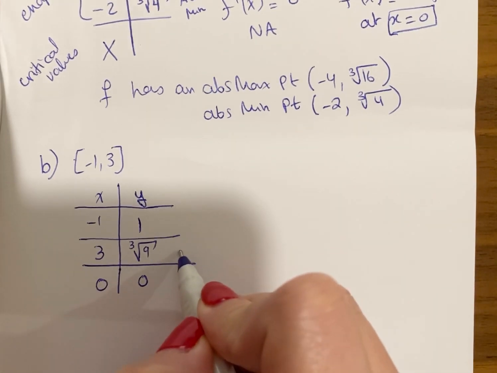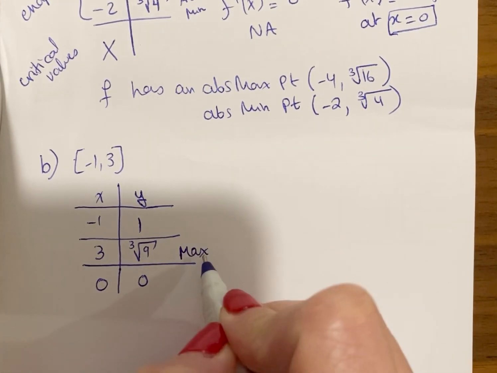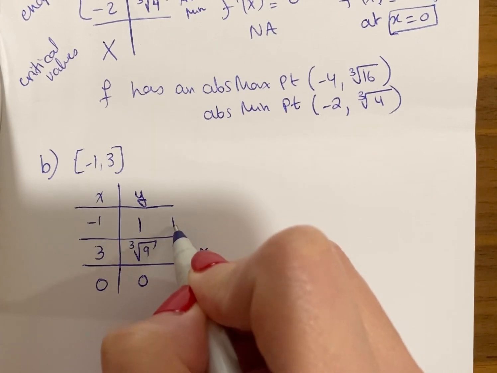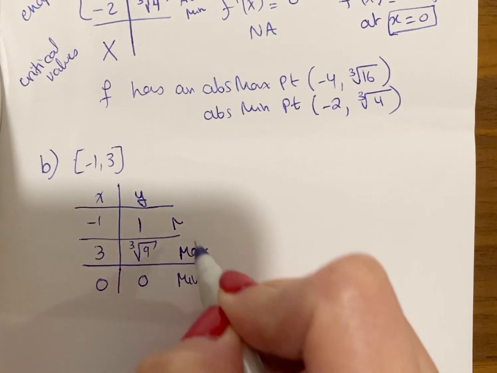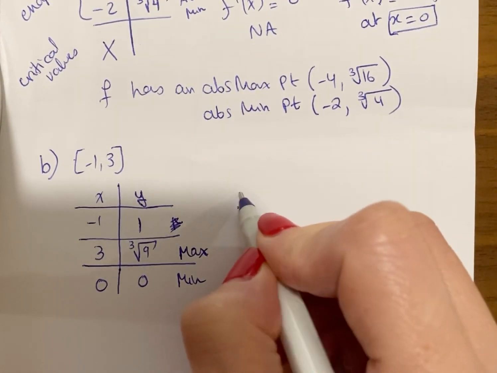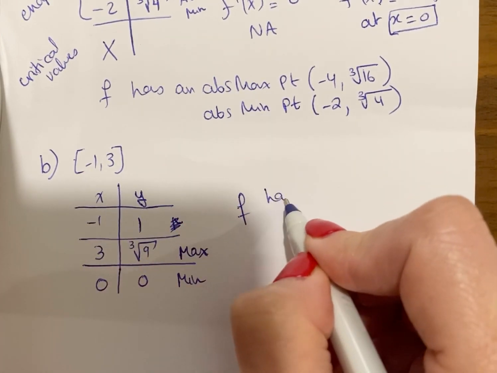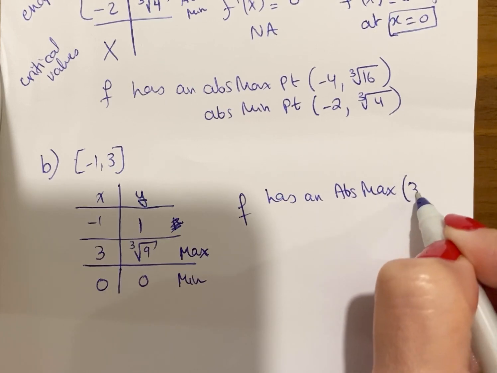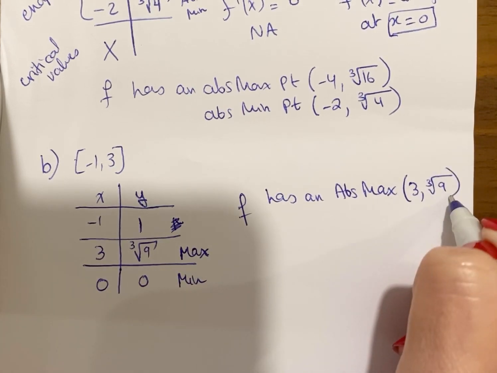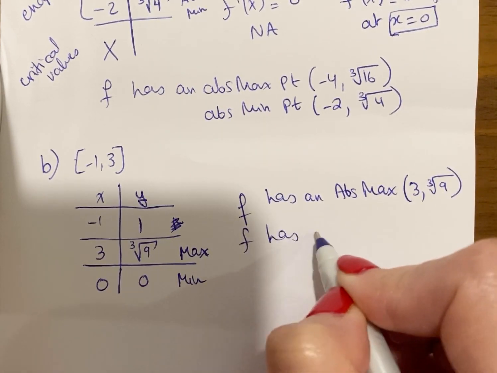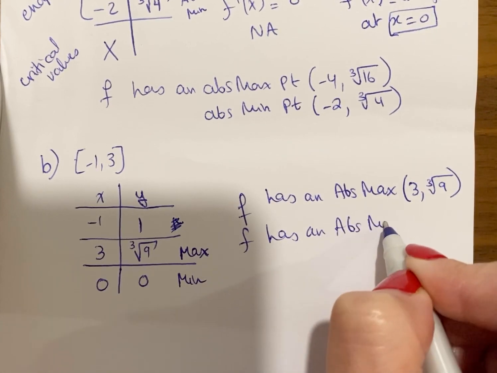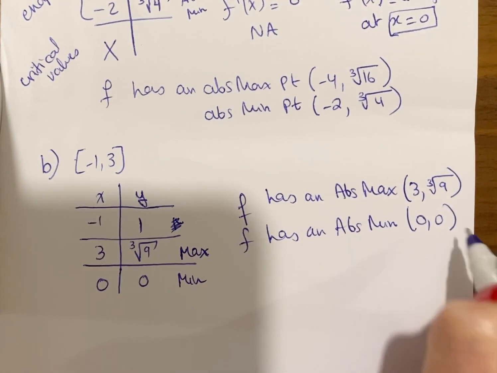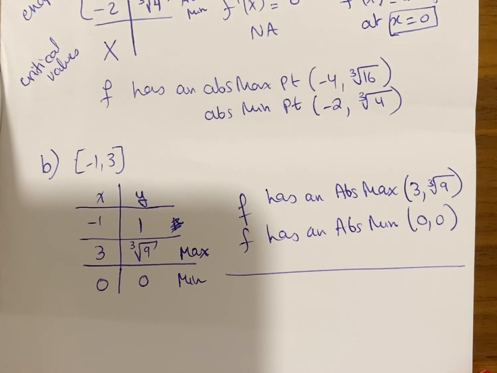So which one is the max? This. And which one is the min? And this is neither. So f over this interval now has an absolute maximum point that is 3, cube root of 9, and f has an absolute minimum point, which is 0, 0. All right, so this is what we have over here.